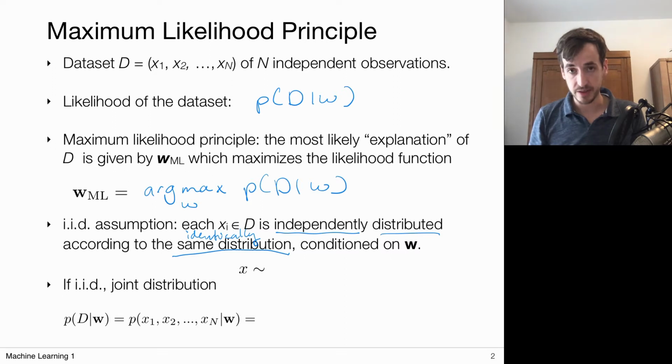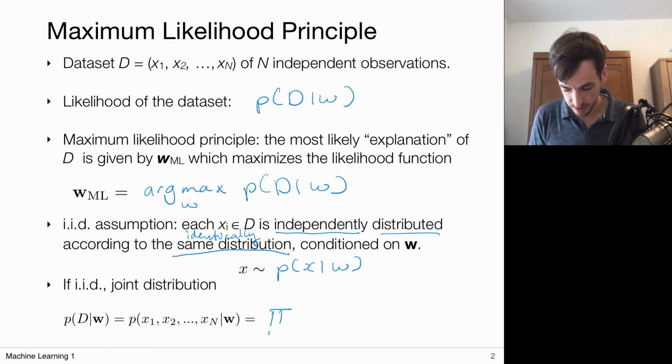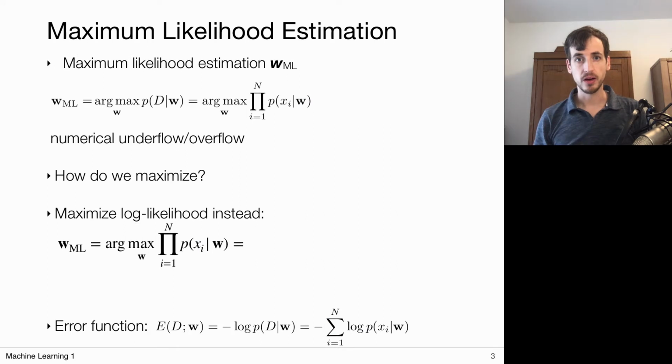So our assumption is that each data point x is drawn from the same distribution, which is parameterized by a set of parameters W. We make this assumption because then the joint probability with respect to each of these data points factorizes into the product of all the individual probabilities. And this is written out as follows. Okay, so we're going to optimize the maximum likelihood function.